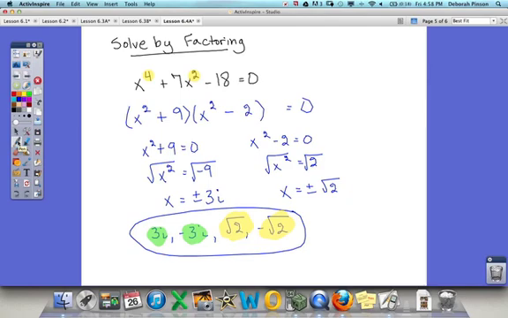So I just want you to keep that in mind. Just because you have 4 answers doesn't mean you'll have 4 answers on the graph. It depends on the real or the imaginary. Alright, so solving by factoring, and then we're going to solve by another method coming up.